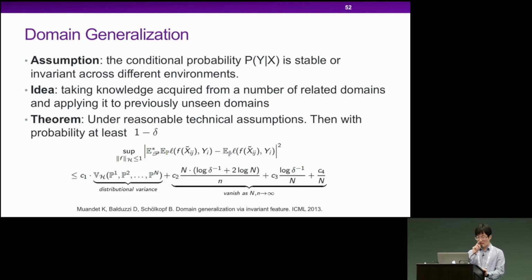They say that this is upper bounded by two terms. One is the distribution variance. The distribution variance means that you have some known environments, so how about the variance across these different environments? That is a term that determines the upper bound. And the other term vanishes at infinite sample size, okay? So the problem is, how can we estimate the beta so that we can reduce the loss variance in different environments?